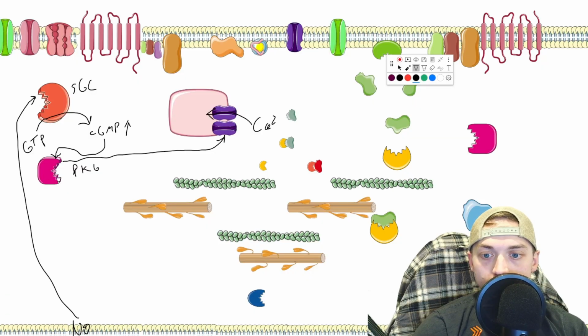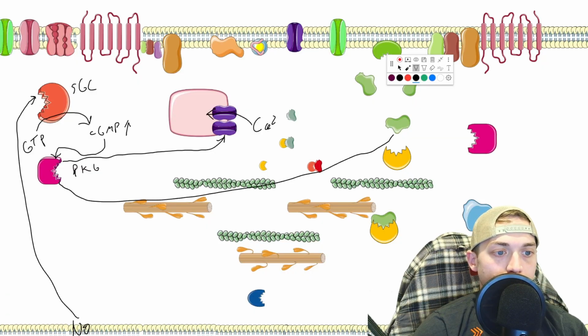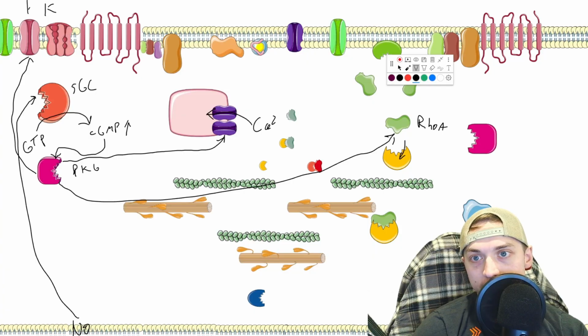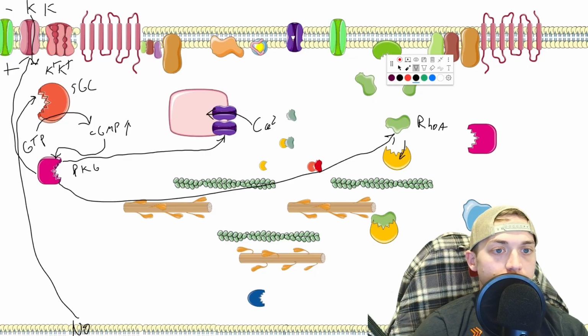So the other thing it's going to do is it's going to come over here and it's going to deactivate our Rho A protein so that they can't bind, so it can't undergo the ROCK pathway. It's also going to come up here to the potassium channel. It's going to open it, causing potassium to come in, which is going to hyperpolarize the cell, K+. It's more positive now. This is going to close off this calcium channel here so more calcium can't get in.